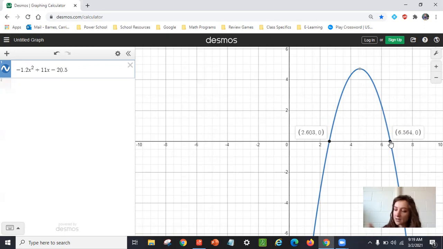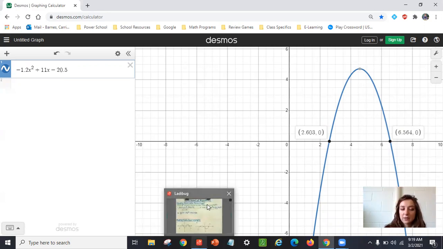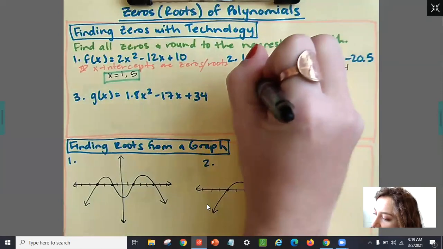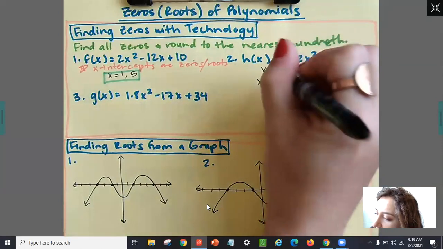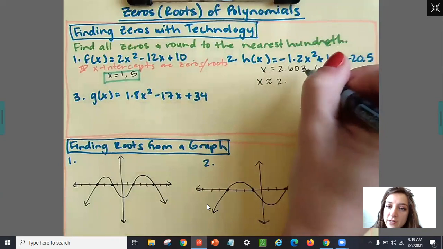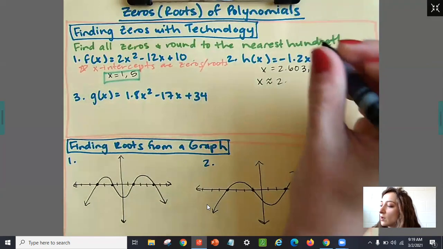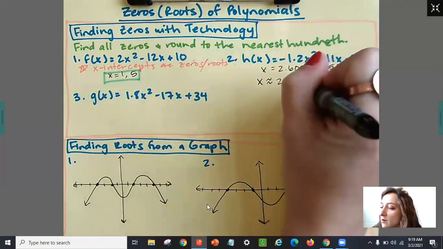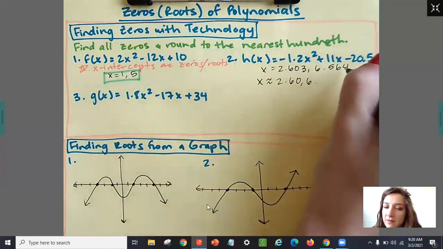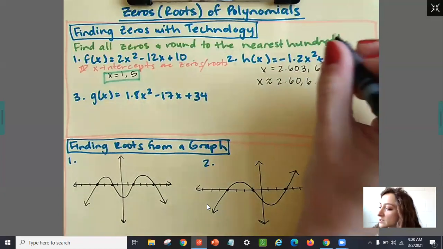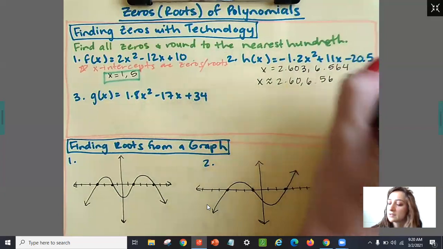So let's write these things out. We have 2.603 and 6.564. But I did want to round these to the nearest hundredth, so that's 2 decimal places. So whenever I round this, it's going to be 2 and there's a 3 here, so that's not big enough to round the 0 up to a 1. So it's going to be 2.60 and 6 and the 4 is also not big enough to round the 6 up, so it's going to be 6.56.